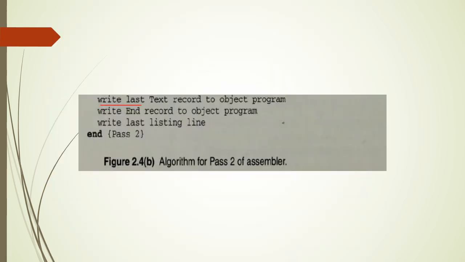Finally, you write the last text record to the object program, write end record to the object program, write last listing line, and end the pass 2 of an algorithm.